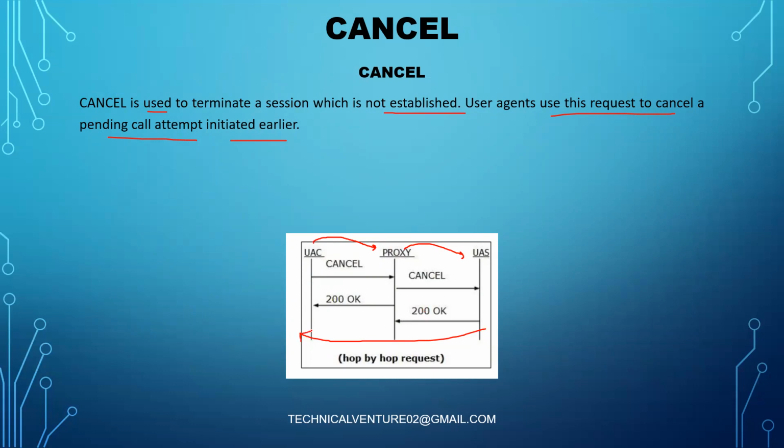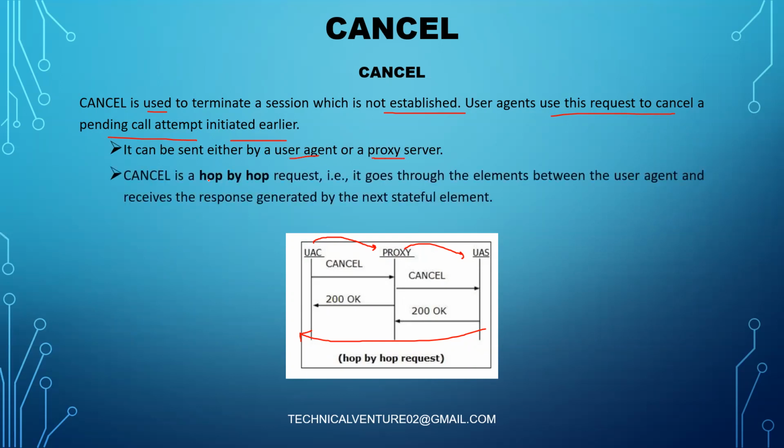But this cancel message would be there only for the pending invite. If the invite is there, and there is no 200 OK or 180 ringing or an acknowledgement, then if you want to disconnect the call, once you disconnect it, it will send a cancel message. It can be sent either by a user agent or a proxy server. Cancel is a hop by hop request. It goes through the elements between the user agent and receives the response generated by the next stateful element.